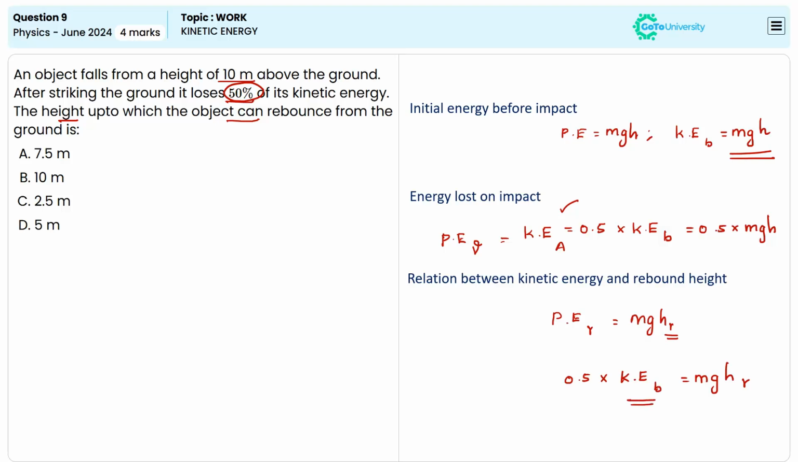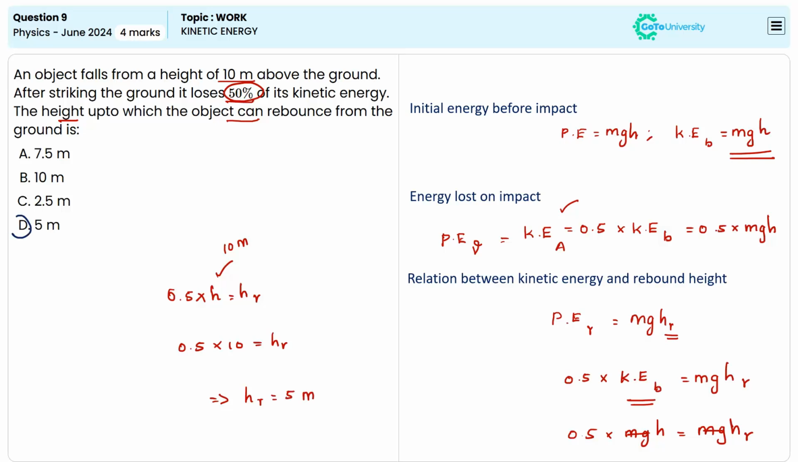So again, this can be written as 0.5 times mgh is equal to mg times h_r. When we are cancelling the similar terms, we will have 0.5 times h is equal to h_r, whereas h is a height which is given as 10 meters in the question. So when we are applying the value, 0.5 times 10 will be equal to h_r. So the rebound height will be equal to 5 meters. So the correct answer for this question is option D here.